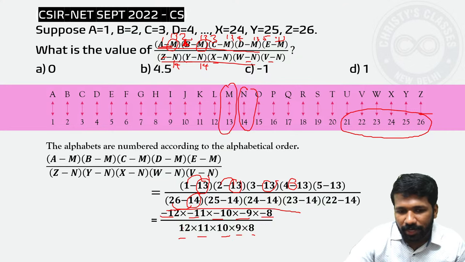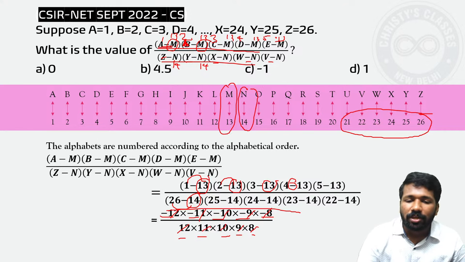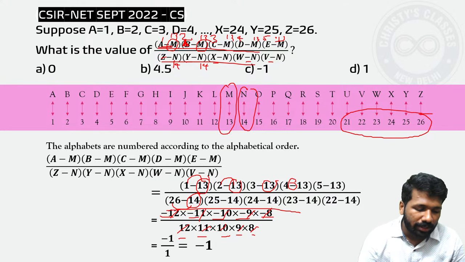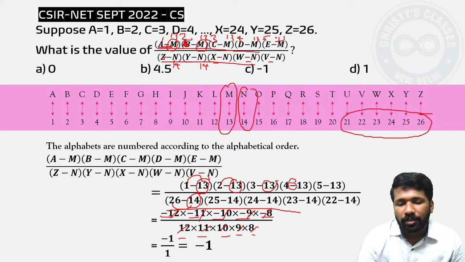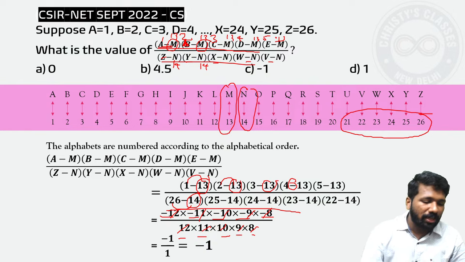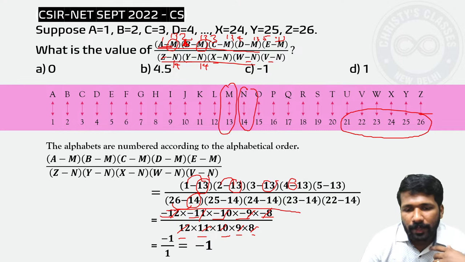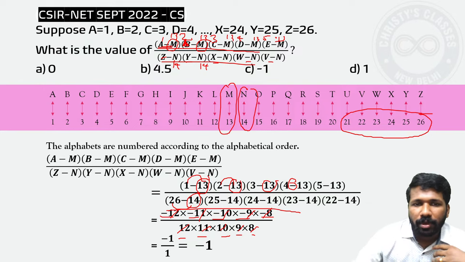That means numerator and denominator, both cases: 12, 12, 11, 11, 10, 10, 9, 9, 8, 8 are there. So cancelling that, you will get minus 1 into minus 1 into minus 1 into minus 1 into minus 1. That is 5 minus signs multiplied, so you will get minus 1 itself. Minus 1 by 1 is minus 1. Is it clear, all of you? Yes, Kiran Deep, that way also you can improvise. Very good. All of you clear how minus 1 is the answer?